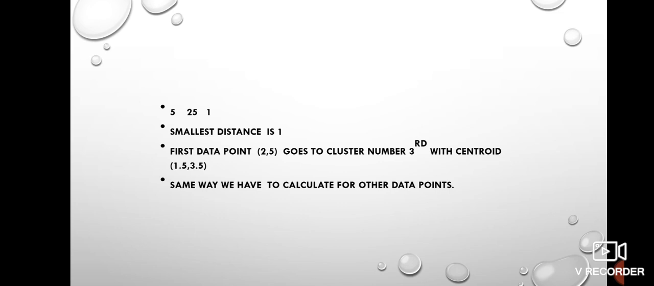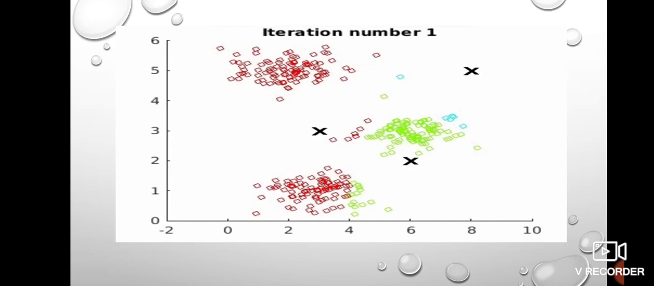Now I am showing you some real iteration with the programming in a system. I have done a programming and I'm showing you the real iteration. This is iteration number 1, in which you can see how the data points are trying to make clusters. The data points which have a lesser distance from the centroid point are trying to form a cluster.